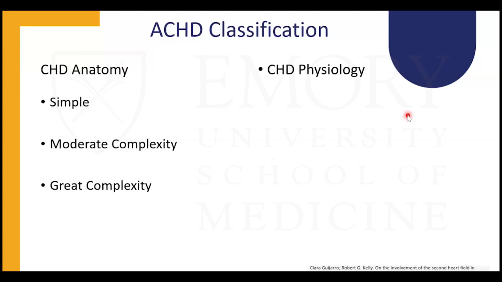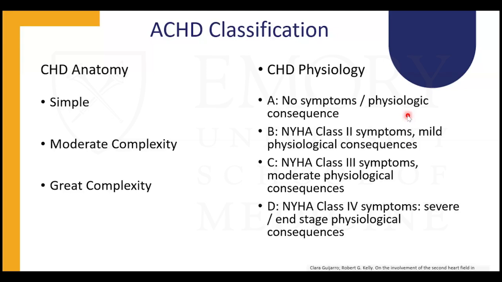We also break down by physiology, and the difference compared to our standard New York Heart Association classification, where it's supposed to be progressive, is that people can move up and down on this, depending on their surgical repair and their symptoms. And so stage A is no symptoms or physiologic consequences. Stage B is mild of any physiologic consequence. Stage C is moderate or greater of anything, and then D is end stage.